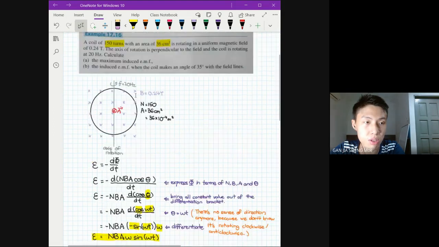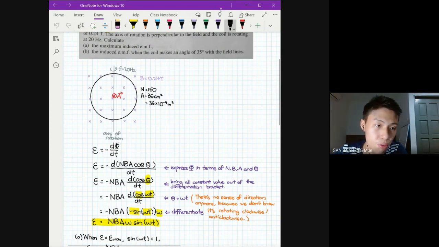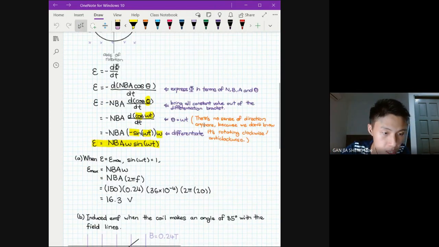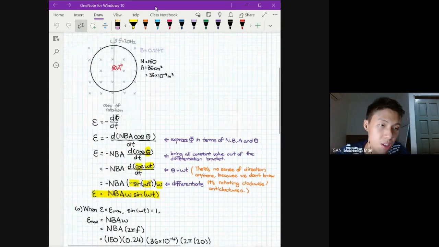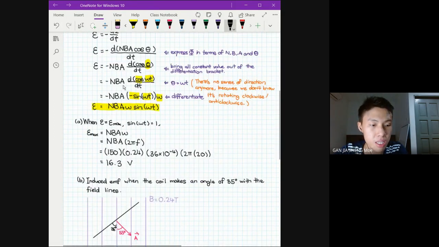Okay, next it asks for the induced EMF when the coil makes an angle of 35 degrees with the field lines. So the coil is going to make an angle of 35 degrees with the field line, not the area vector. It's the coil that makes 35 degrees with the field line. Let's try to view it from a certain angle. If you view it from this angle, this is what you will see.